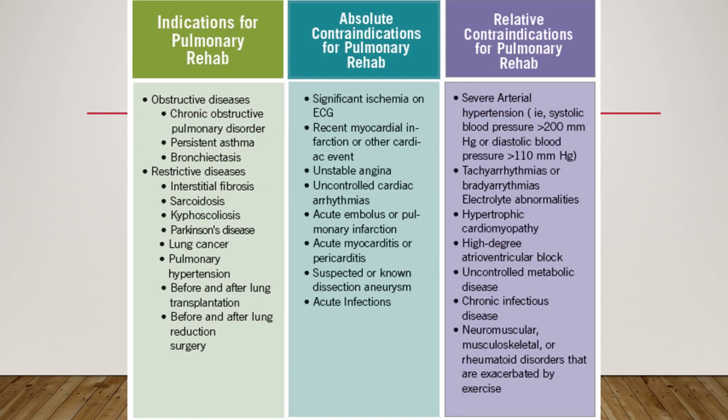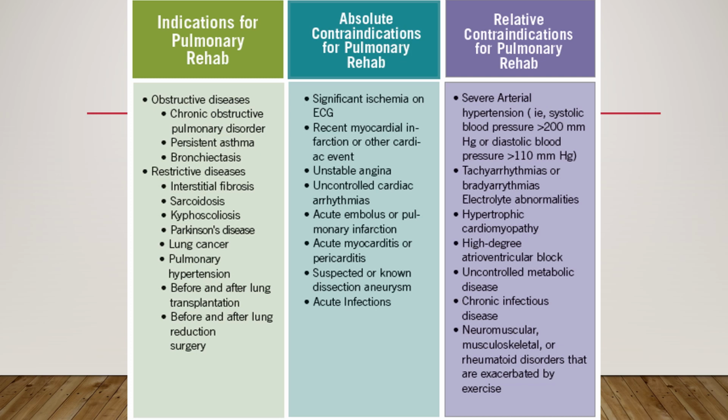What are our indications for pulmonary rehab? So we have obstructive and restrictive lung diseases, and patients who are going to be under consideration for pulmonary rehab are going to have one of those lung diseases. And so our obstructive diseases are going to be things like COPD, persistent asthma, bronchiectasis, sorry.